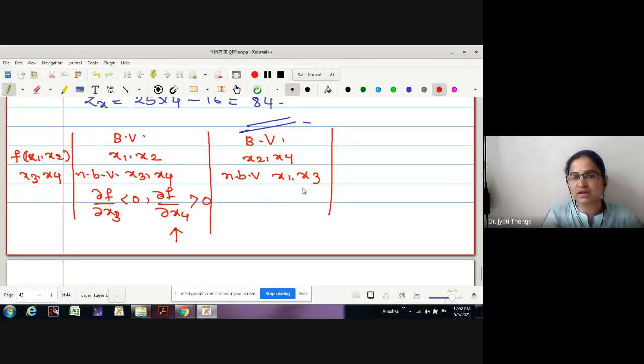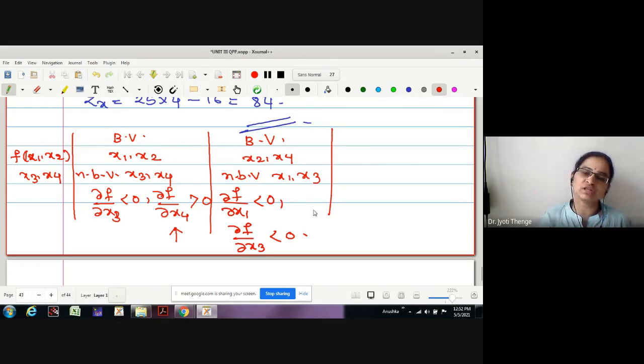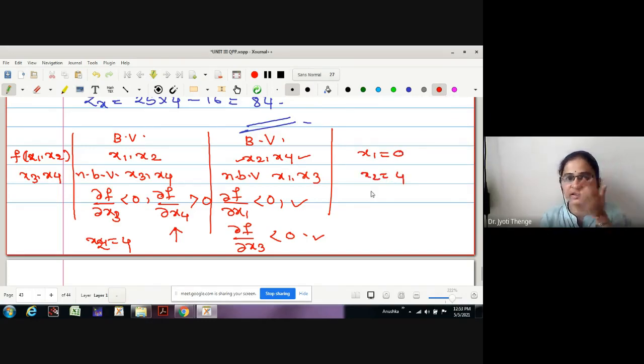Now, as the non-basic variables are x1 and x3, we have calculated dou f by dou x1, which we found less than 0. Similarly, dou f by dou x3 we have found less than 0. Therefore, no further improvement in x1 and x3 will be suggested. Therefore, the basic variables are the final. In this step, we have calculated the value of x4 as 4. For the final solution, we have written x1, x3 non-basic 0, and at this point we have calculated the value of z as 84.